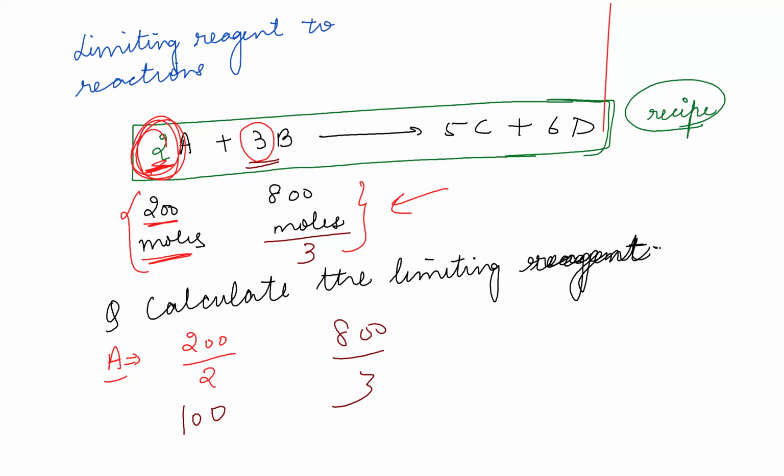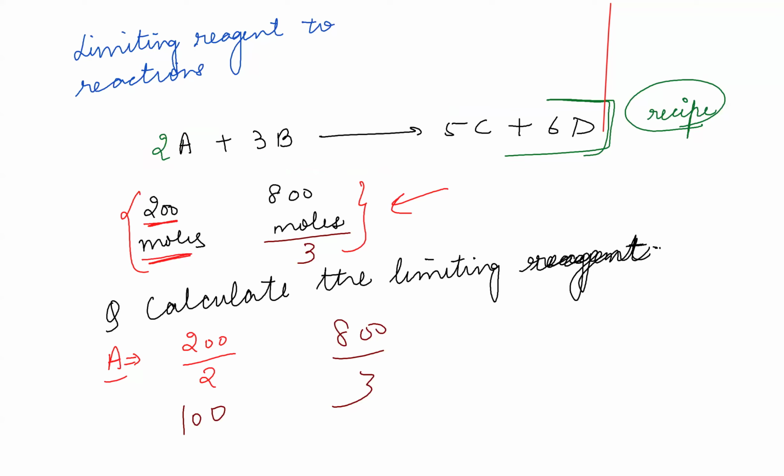Because A gets finished first, what does that mean? Tell me. Because A gets finished first, A is the limiting reagent. That's my limiting reagent. So this is one of the simplest questions. The other one is going to be my excess reagent. Are we understanding or not? So this is one of the simplest questions that possibly I can discuss with you.